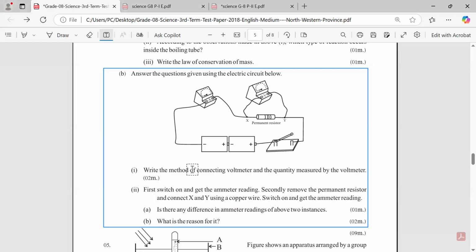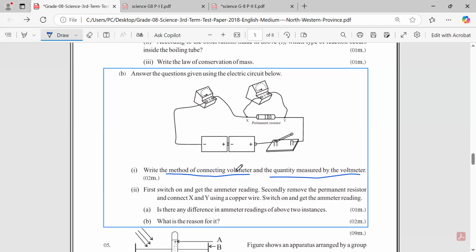Write the method of connecting voltmeter and the quantity measured by the voltmeter. So 2 marks. So when you see such a question with 2 marks, you must know that they are asking for two things most of the time. So can you see here, Putta? Firstly, they are asking write the method of connecting the voltmeter and the quantity measured by the voltmeter. So you must mention two answers, right? The answer has to have two words.